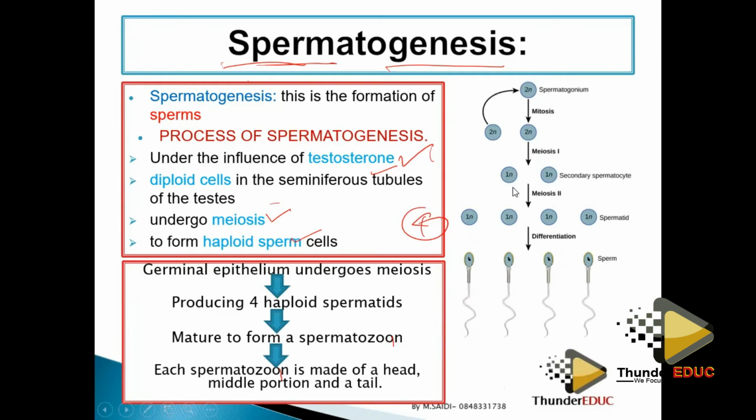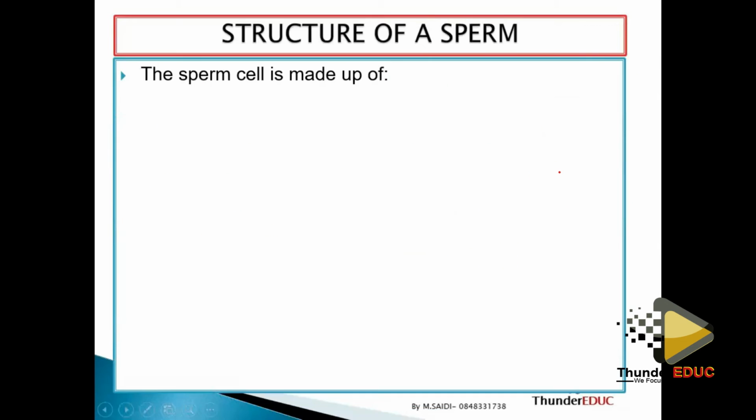The reason why I brought it like this is so that you know that the first one is 2N, and after meiosis 1, they become 1N. And then under meiosis 2, they remain 1N. Because 1N versus 1N, if this is 23 chromosomes, even this one is going to be 23 chromosomes. So it behaves as if it is mitosis. But in meiosis 1, there is a decrease in the chromosome number. If you start with 46, now you're going to have 23, which means that there is a decrease in the chromosome number.